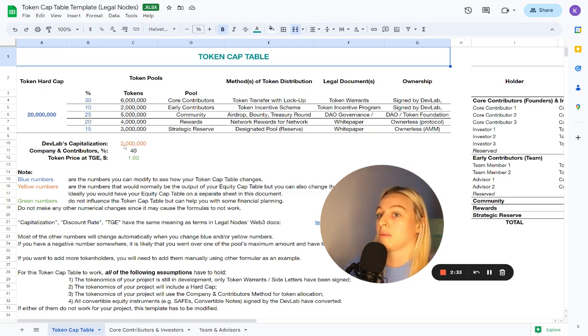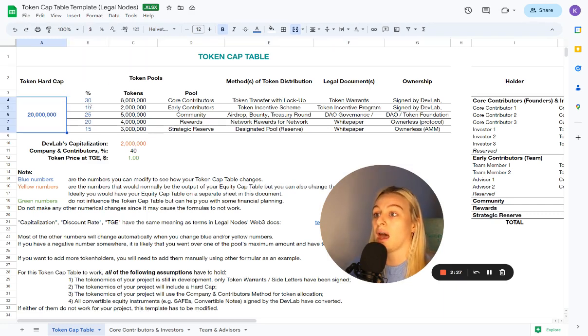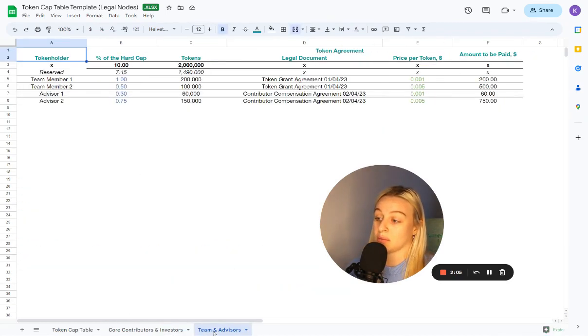So the token cap table consists of input and output data. And the input data includes things like the token hard cap, the types of the different token pools themselves, which you can see here. In particular here, the blue numbers are the numbers that you can modify. So we can put in the token hard cap and we can also modify these numbers as well. There are also other bits of relevant information that founders will have to insert into this document in order to simulate various different token distribution scenarios. And you can see them across the different tabs, and we'll explore that in the other video.